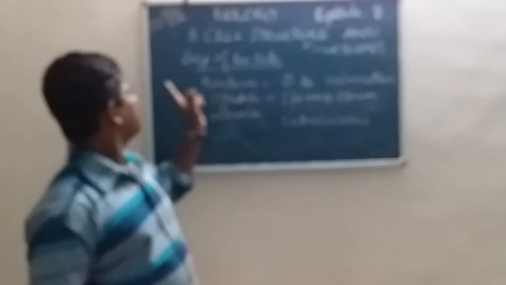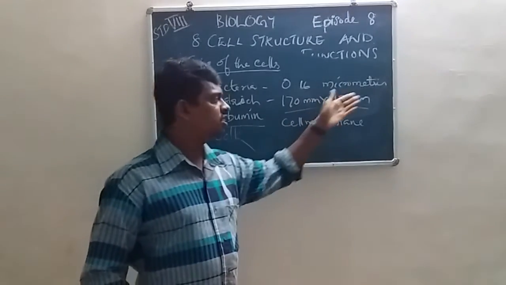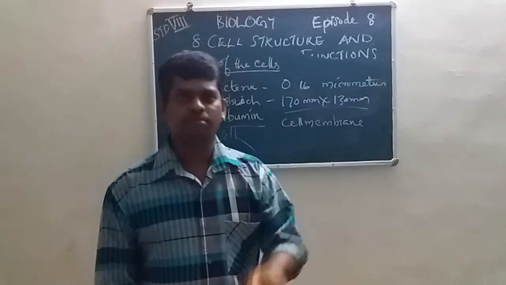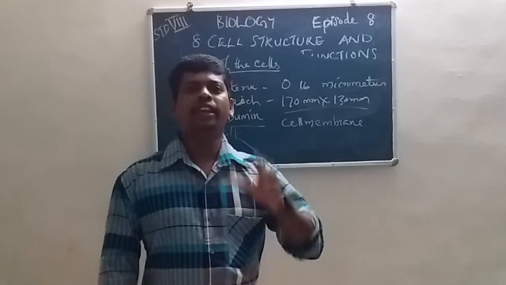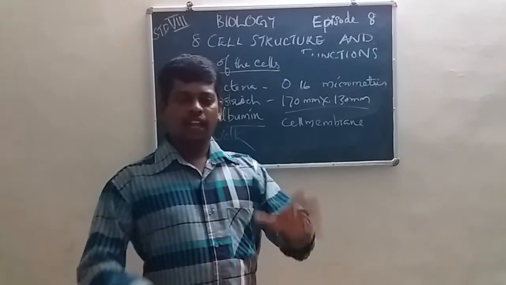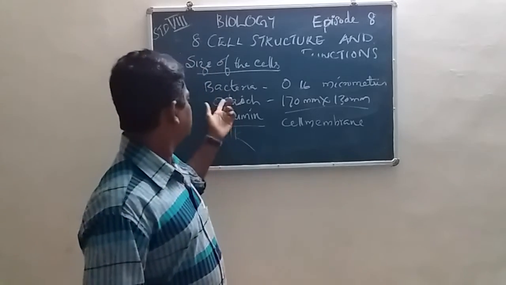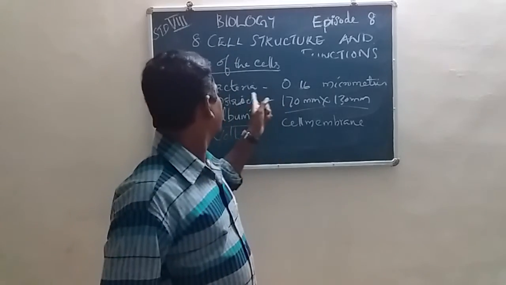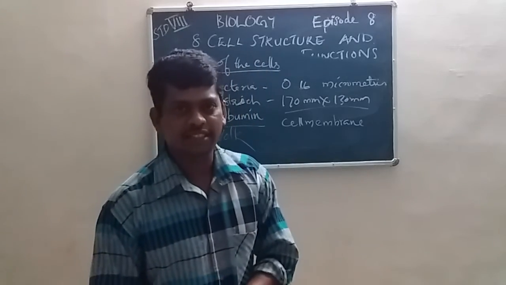The subtopic is the size of the cells. We are discussing the size of the cell. Bacteria are 0.16 micrometer in size. We cannot see them directly with our naked eyes; we can see them only with a microscope, which magnifies the image. Bacteria are the smallest single-celled organisms. Bacteria have a cell wall also. We have learned that. Just recollect it. Bacteria are 0.16 micrometer in size.